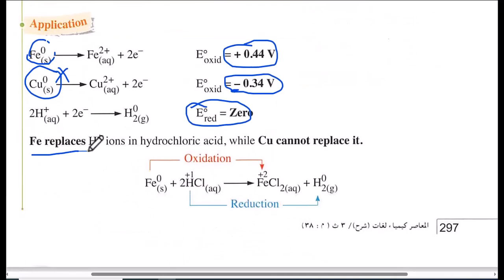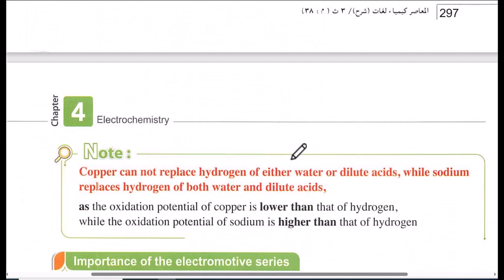So iron replaces hydrogen ions in the hydrochloric acid. Iron, as we see above, has a positive oxidation potential of positive 0.44 volts, so it is more active than hydrogen. It replaces hydrogen in acid and water, so it forms ferrous chloride and hydrogen gas evolves. Copper cannot replace hydrogen either in water or dilute acids, while sodium can replace hydrogen in both water and dilute acids.